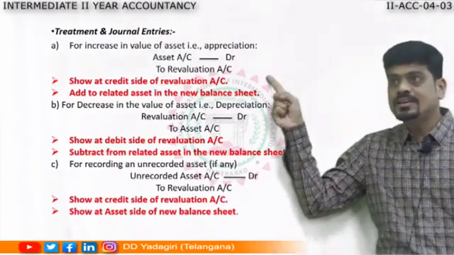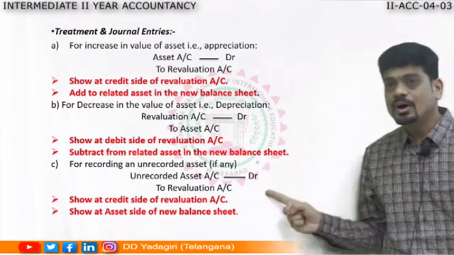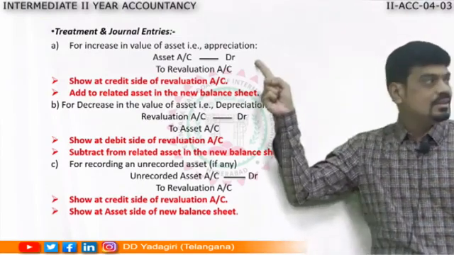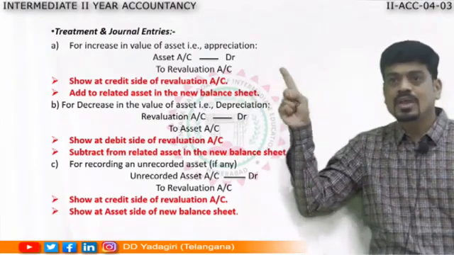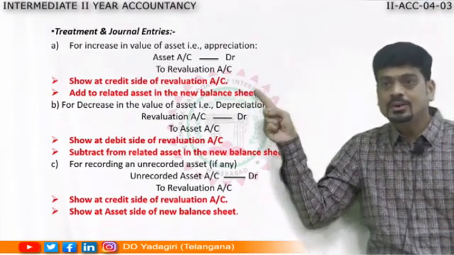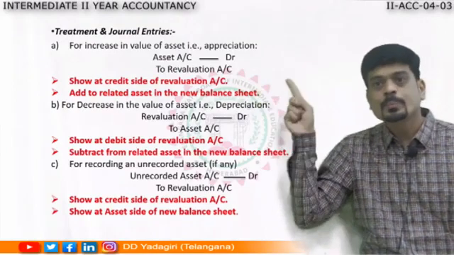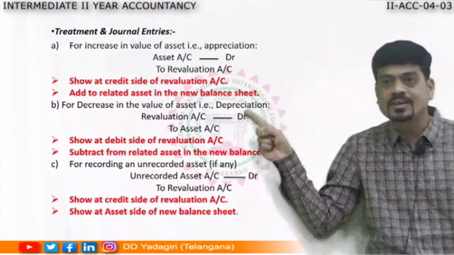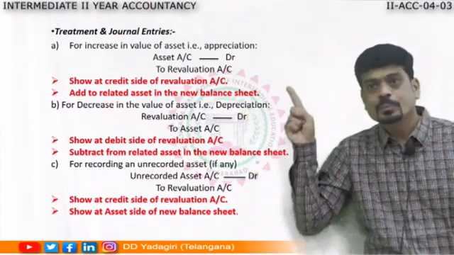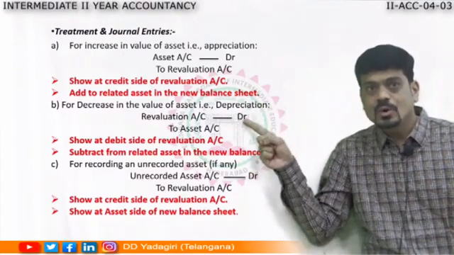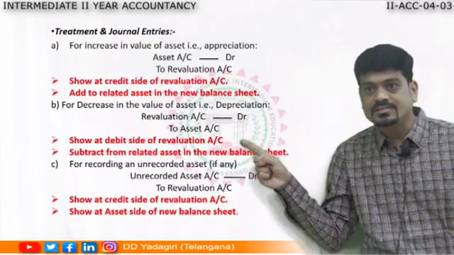Increase in value of asset, decrease in value of asset, unrecorded asset. When there is an increase in value of asset, asset to revaluation, effect: add to asset, show at revaluation account credit side. When there is a decrease in value of asset, revaluation account debit to asset account, effect: show at revaluation account debit side, subtract from the related asset.